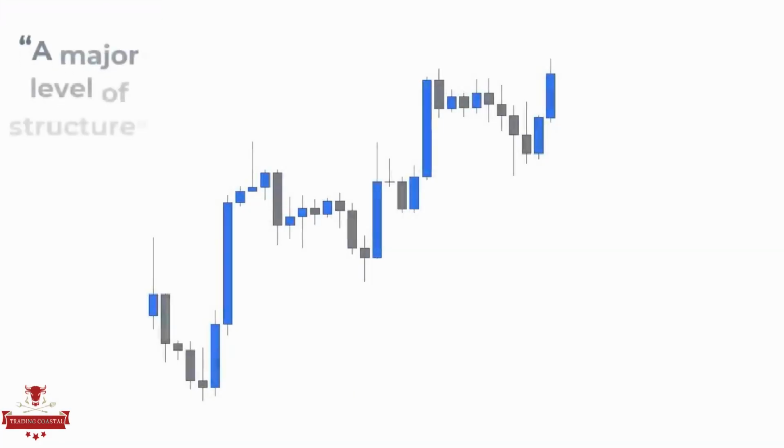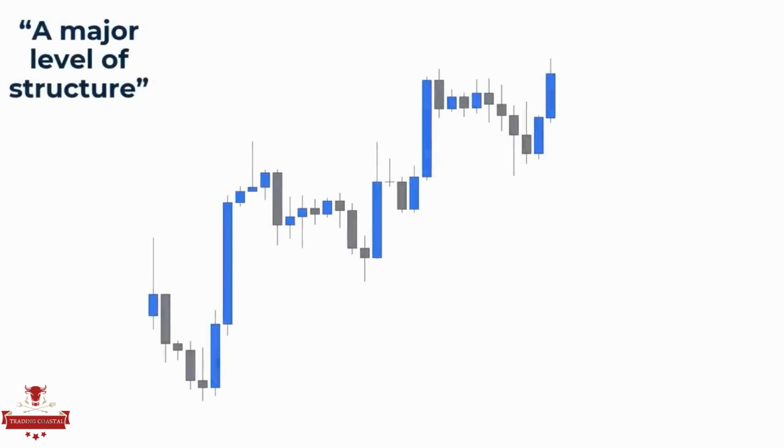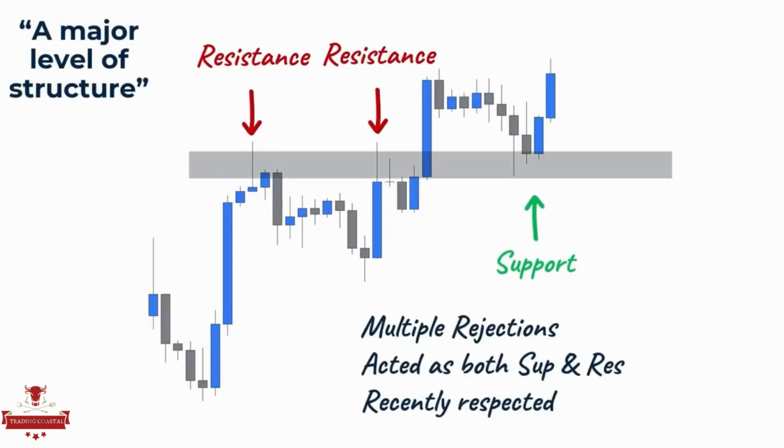So let's start with the major level of structure. When an area was rejected multiple times, acted as both support and resistance, and was recently respected, we call that a major level of structure, which can produce some of the most accurate trade entries. This confluence opportunity makes price bounce from this area and provides a great trading setup.